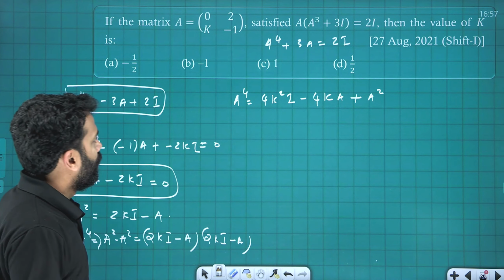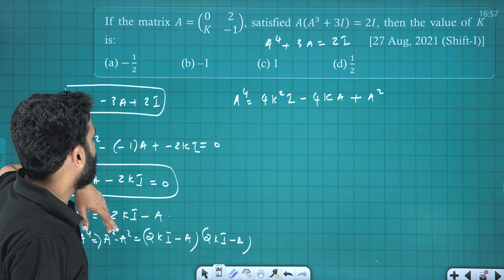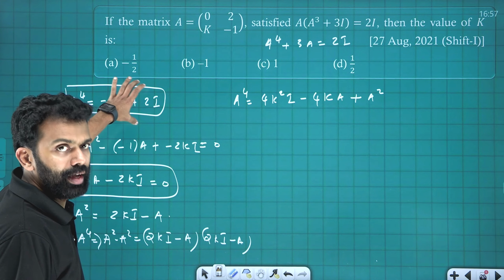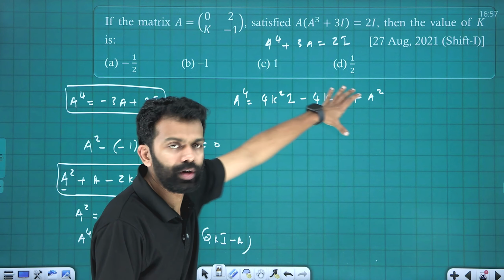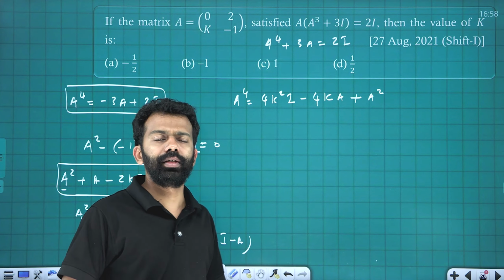The problem here is, now we have converted this A square in terms of A. Our objective is to compare this equation with this equation, right? The problem which will happen is, here we don't have A square, but here somehow we got A square. Therefore, we need to eliminate that A square. And how will you eliminate that A square? It's easy, it's here itself. At the beginning of this algebraic operation, we evaluated A square. What is A square? 2kI minus A. Just substitute that here. It will then be completely in terms of I and A.